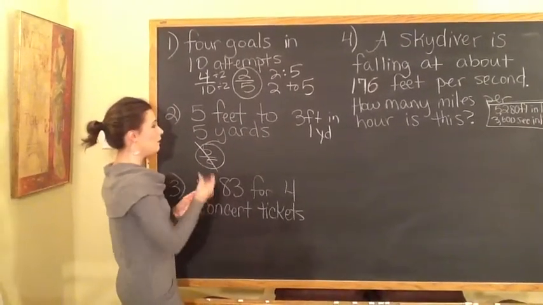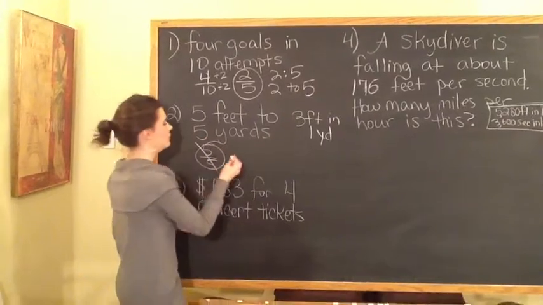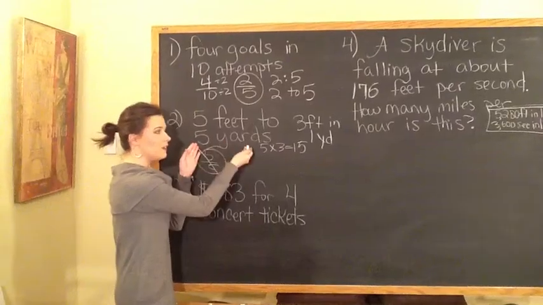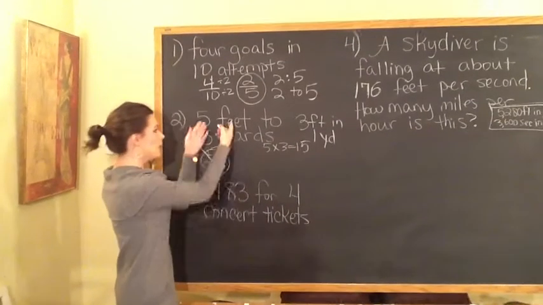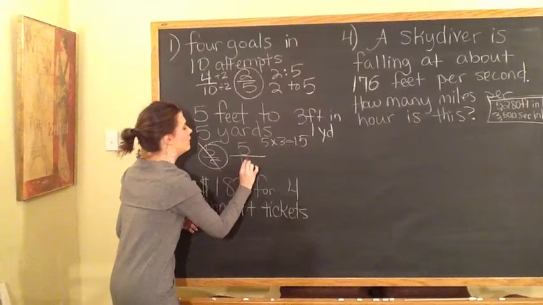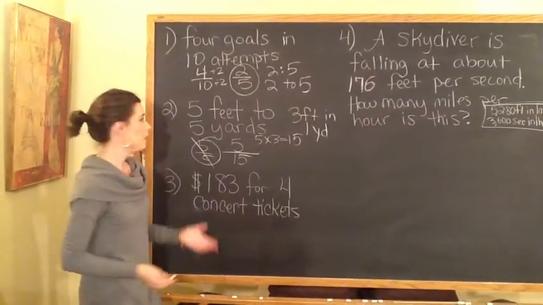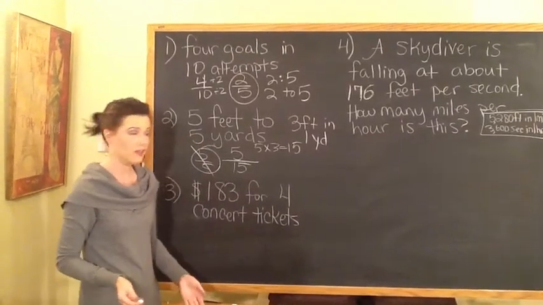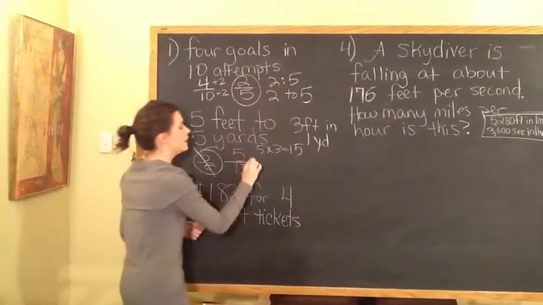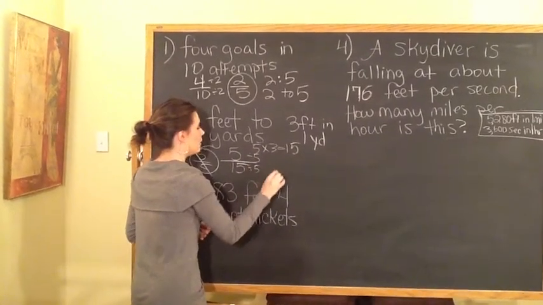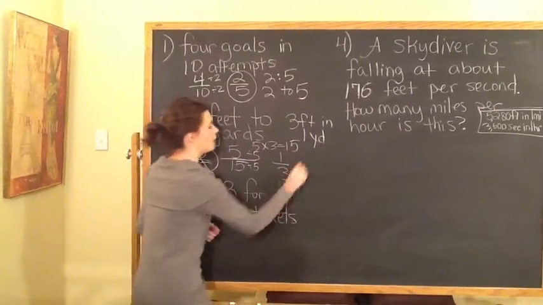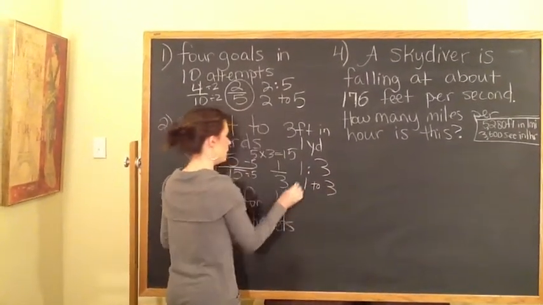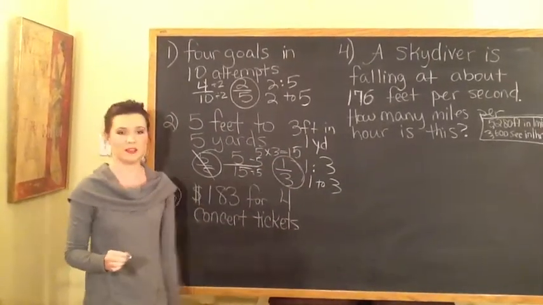So if we want to figure out how many feet there are here in 5 yards, you do 5 times 3 and you're going to get 15. So we've changed this 5 yards to 15 feet. So now we will have 5 feet over 15 feet, because now we can compare them. You can't compare 1 foot and 1 yard and act like it's the same because it's not. So we have 5 over 15, then we're going to simplify, divide a 5 out of both, and we're going to get 1/3. Or you can write it 1 to 3 or 1:3. Any of those ways are fine.